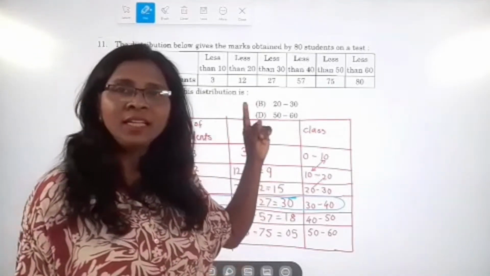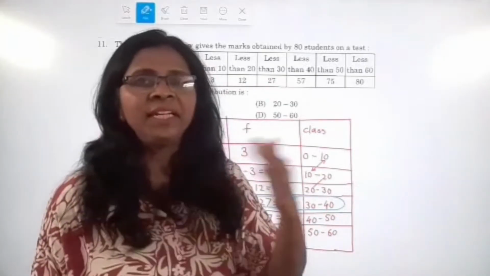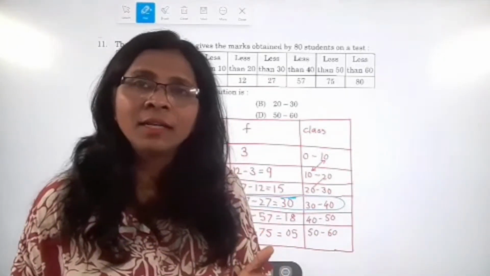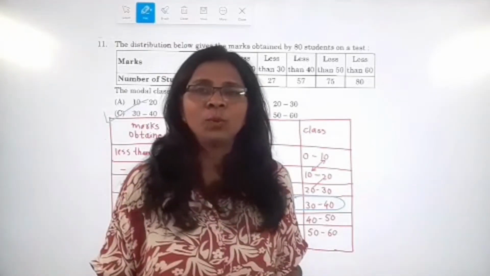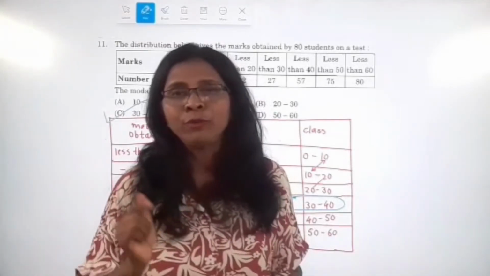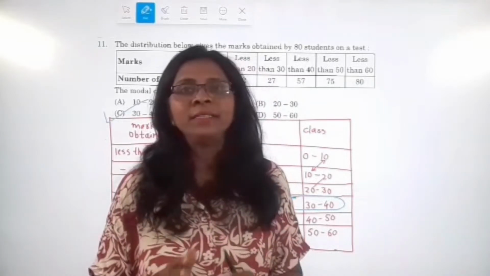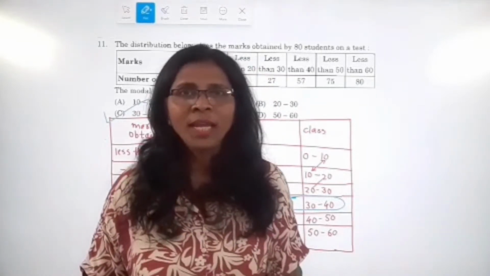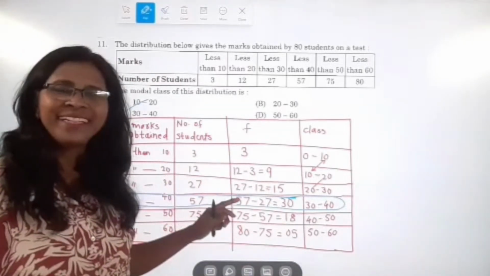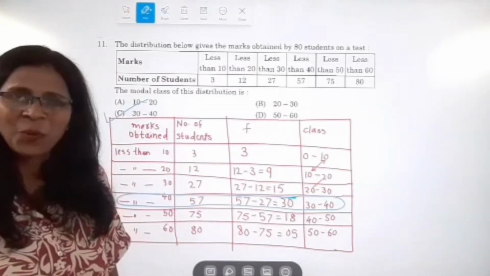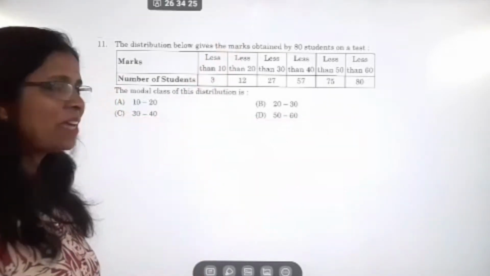The information given, less than 20, less than 30, less than 40, means the given frequency is the cumulative frequency. From the cumulative frequency, we have to calculate the frequency by subtracting the previous one. This is the static method, so you have to find the proper method and calculate it. Now the next example, students.